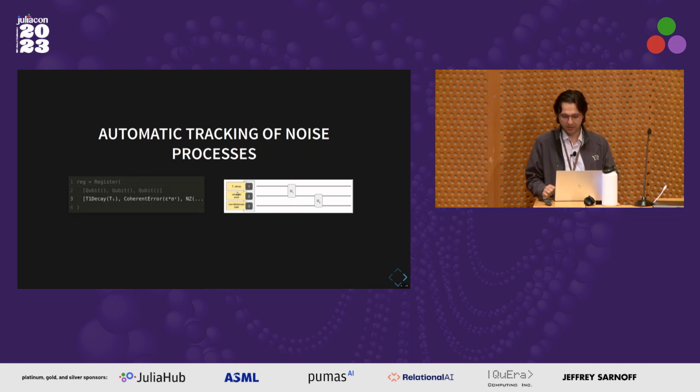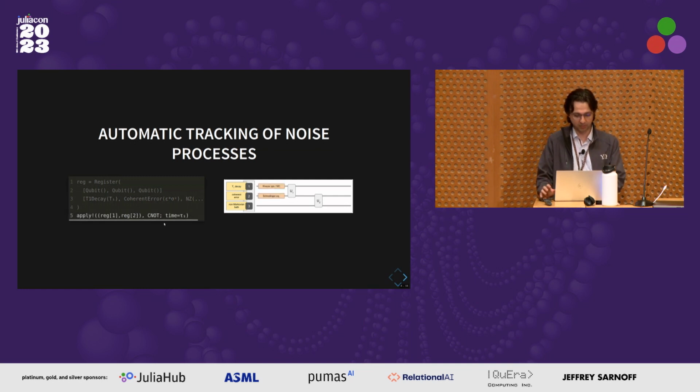So for instance, here pictorially, say we have a register with 3 slots. The first one is experiencing a T1 decay. The second one is experiencing a coherent error, some over-rotation. The third one is experiencing some non-Markovian bath. And you want to implement this circuit on them where U1 is applied on the first 2 subsystems at some time, U2 is applied on the second 2 subsystems, and those are at different times.